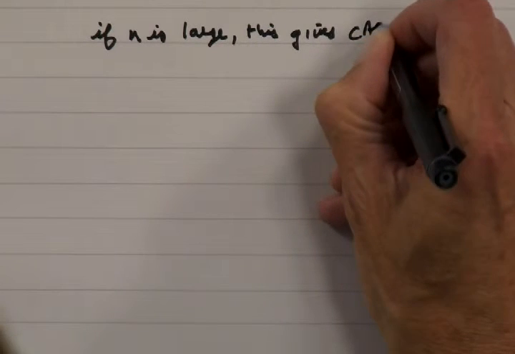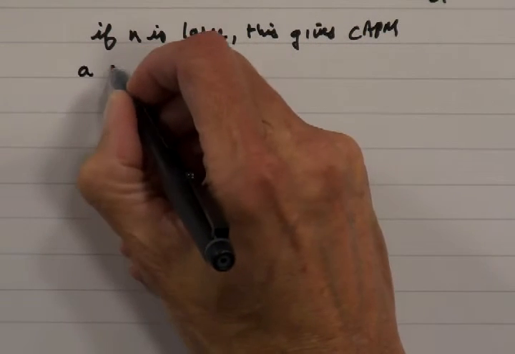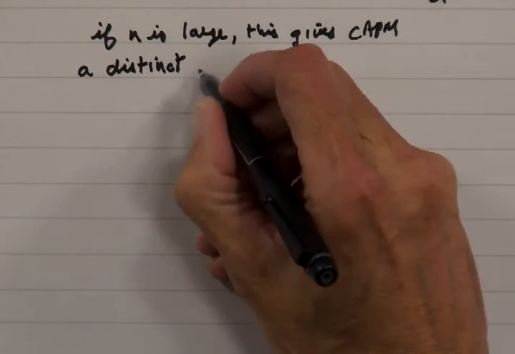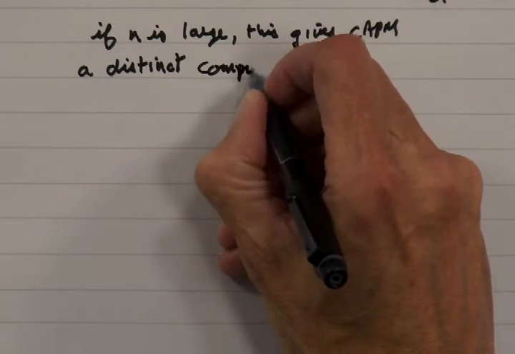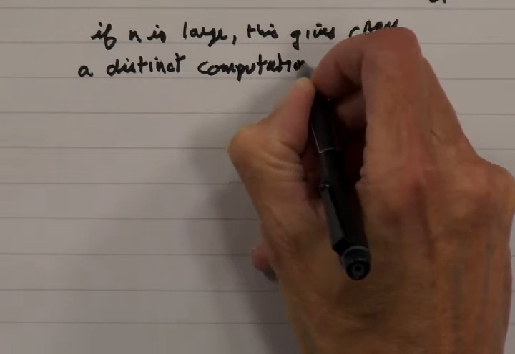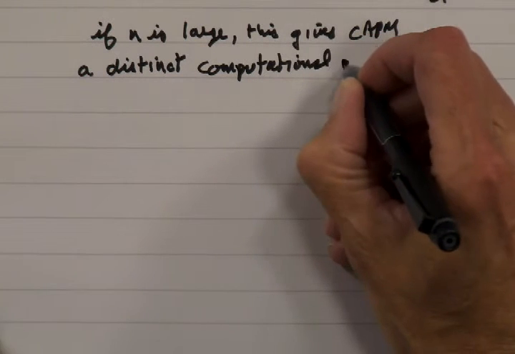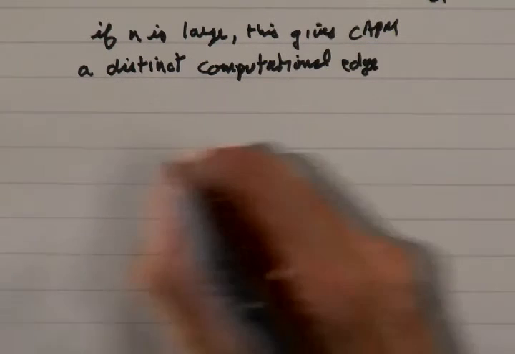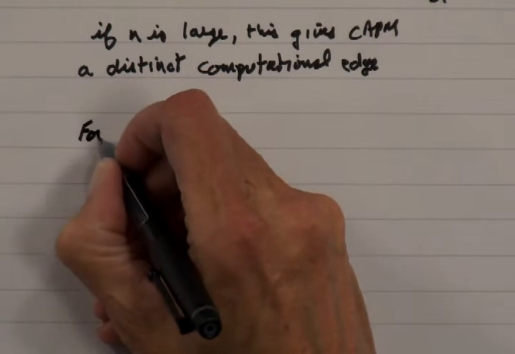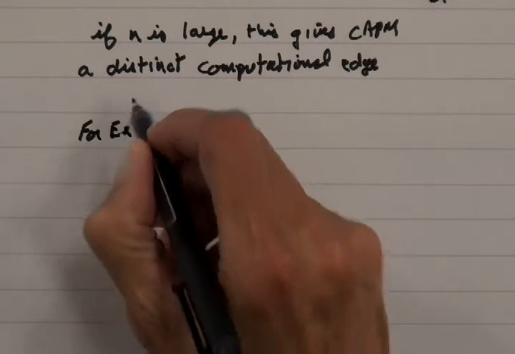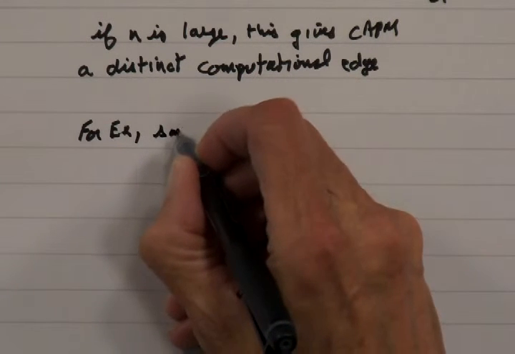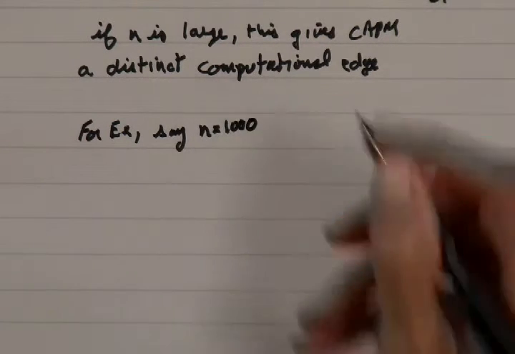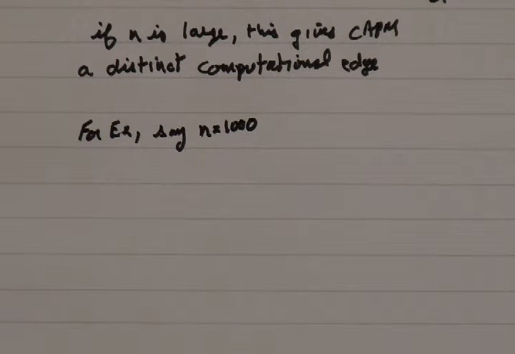CAP-M, a distinct computational edge. For example, say that n equals 1,000. So you have twice the number of stocks in the S&P 500.